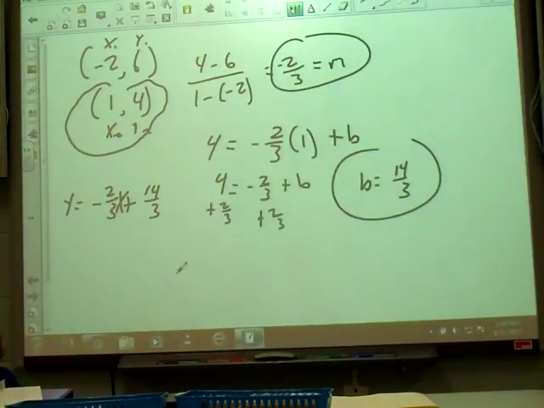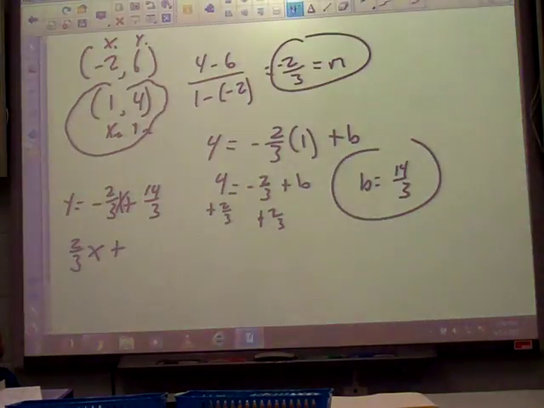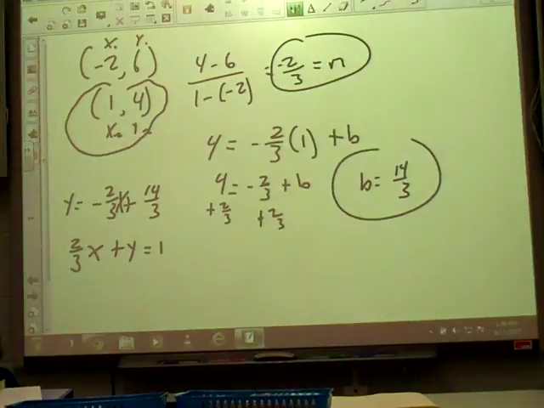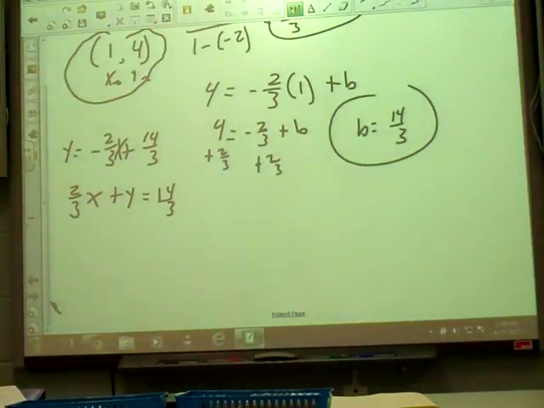Good, Aaron. We're going to add 2/3 x and move it over there with its buddy y. So we're going to have 2/3 x plus y is equal to 14/3. Now here's another part where first period struggled. I asked them what they were going to multiply here, and I can't remember what it was we multiplied by on the last one, but that's what they said.